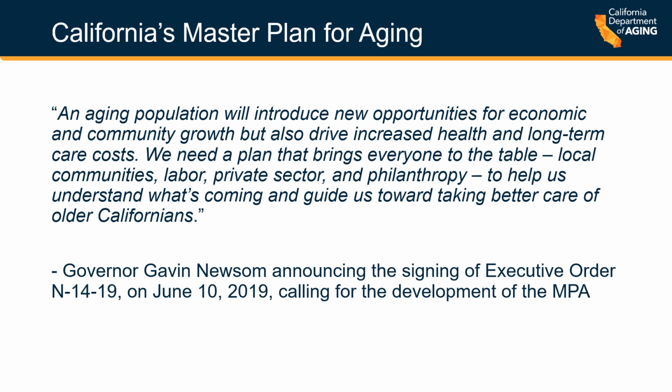On June 10, 2019, Governor Gavin Newsom announced the signing of Executive Order N-1419 calling for the development of a master plan for aging. In this speech, he stated the following: an aging population will introduce new opportunities for economic and community growth, but also drive increased health and long-term care costs. We need a plan that brings everyone to the table: local communities, labor, private sector, and philanthropy, to help us understand what's coming and guide us toward taking better care of older Californians.